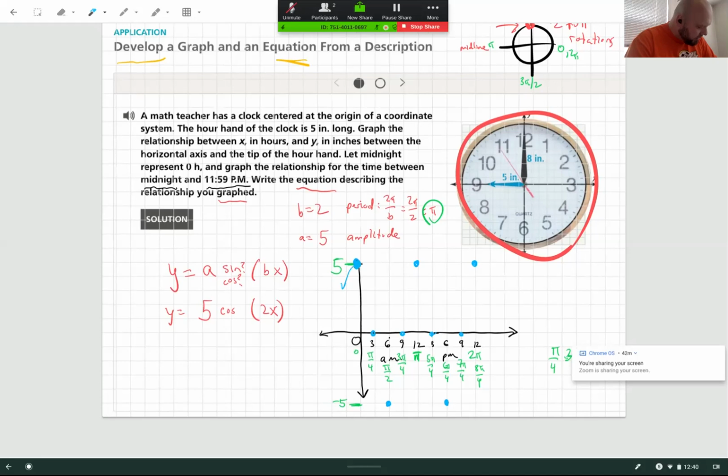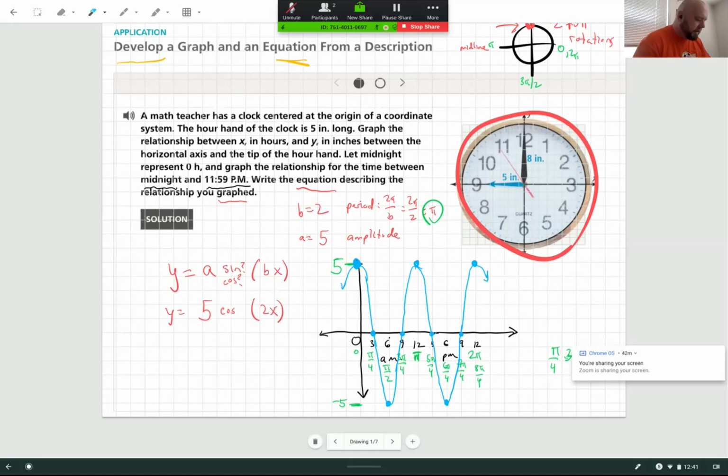So we're going to make it curvy at the top. We're going to come through there, curvy at the bottom, go through 9, curvy at the top, come through 3, curvy at the bottom, go through 9, curvy at the top, and then come back down. So there's our graph of this function.